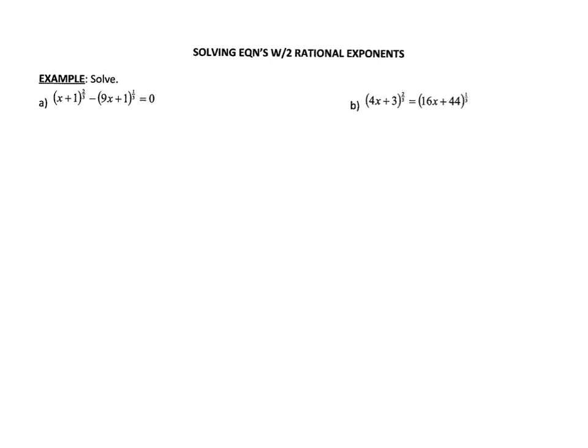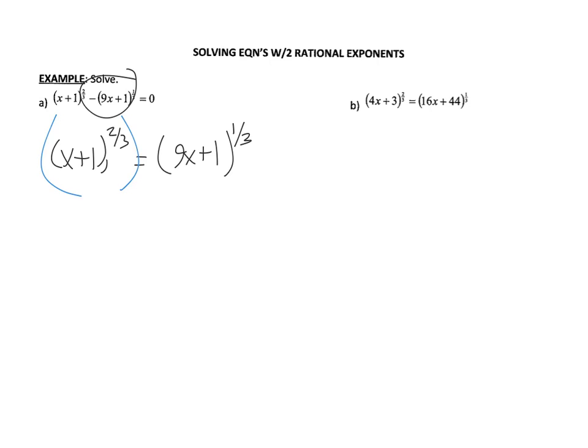Okay, so again, I'm going to get the radical on one side. So I'm going to add this part to the other side. So I have x plus 1 to the 2/3 equals 9x plus 1 to the 1/3. Now, I want to cube both sides because that's going to get rid of these right here. That's going to get rid of our exponent here, our denominator. Watch what happens if I cube both sides.